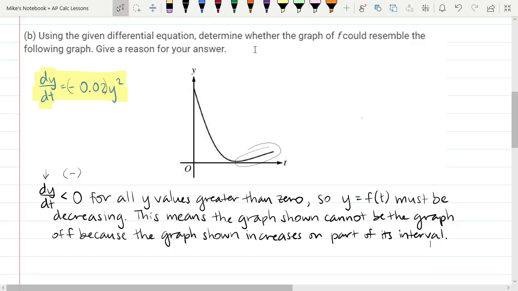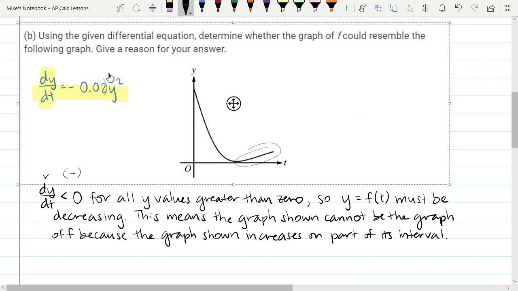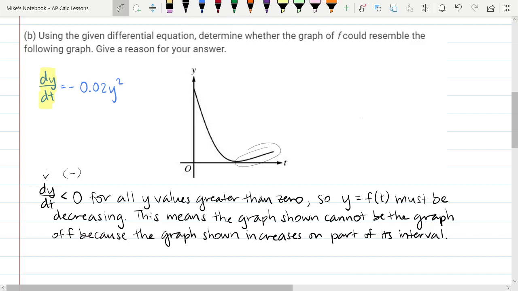All right, so again, this derivative is indicating that the derivative will always be negative because we're squaring the y, but then multiplying it by a negative number. So since the derivative is always going to be negative, that means our function should always be decreasing. But this graph right here is clearly increasing on one part of its interval, so therefore this graph cannot be the correct graph of f.